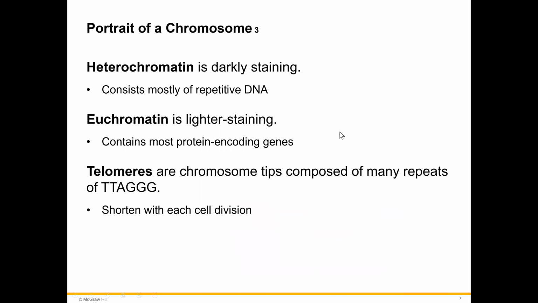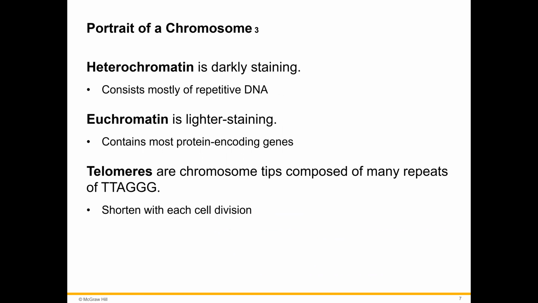Now, heterochromatin is darkly stained, and it consists mostly of repetitive DNA, the DNA that does not code for proteins. Euchromatin is lighter stained, and it contains most protein encoding genes.